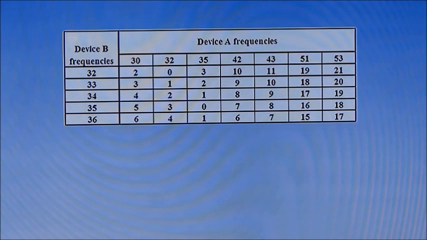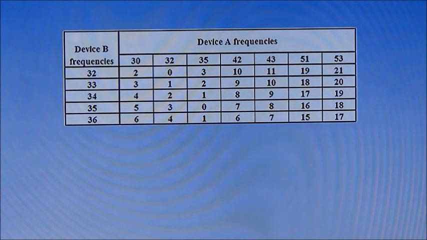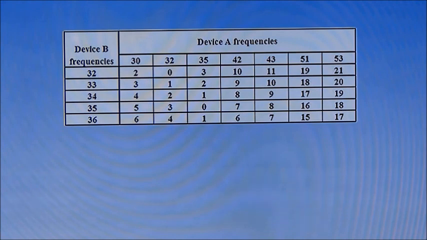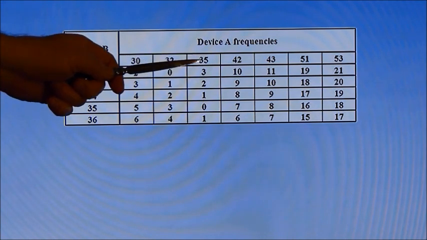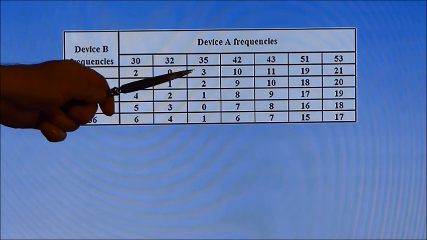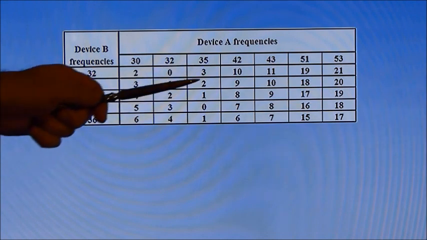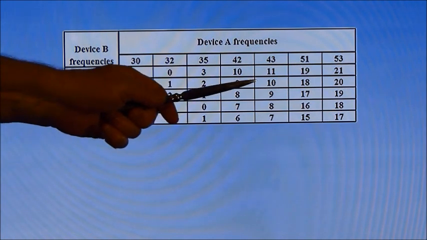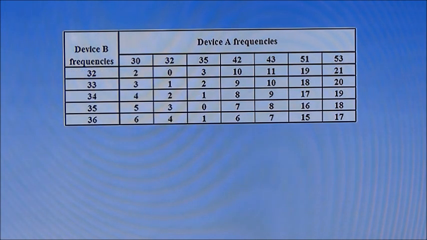Now we calculate for each square in the matrix the absolute difference of frequency between the frequency of device A and device B. We call this difference I. For example, between 35 MHz of device A and 32 MHz of device B, I equals 3 MHz. Between 43 MHz of device A and 33 MHz of device B, I equals 10, and so on.